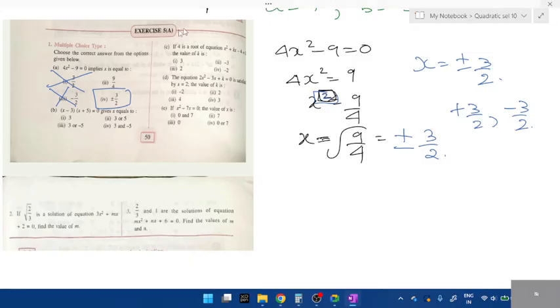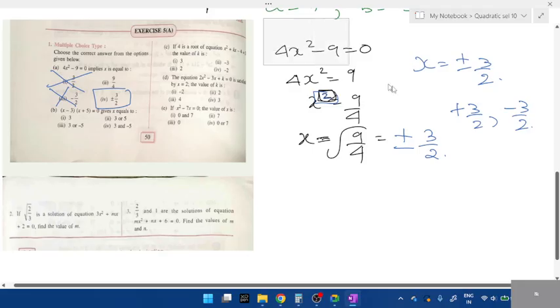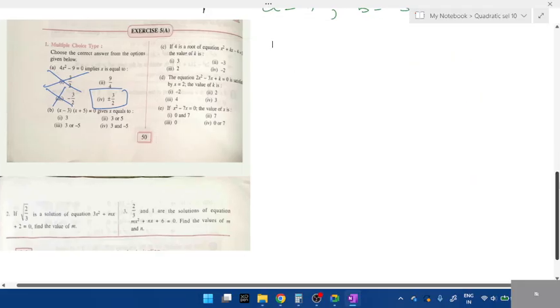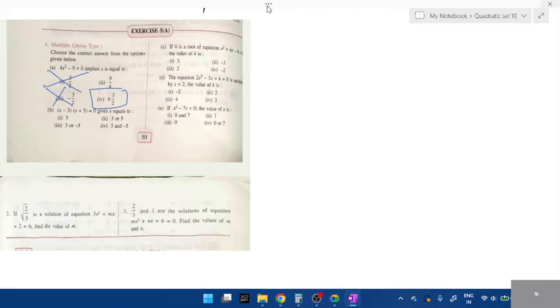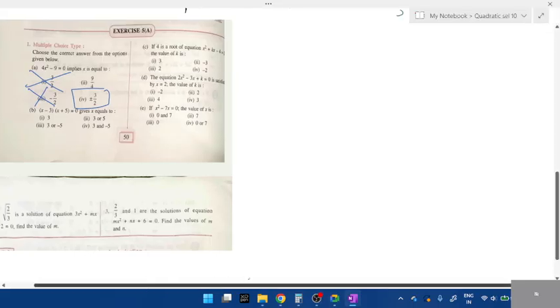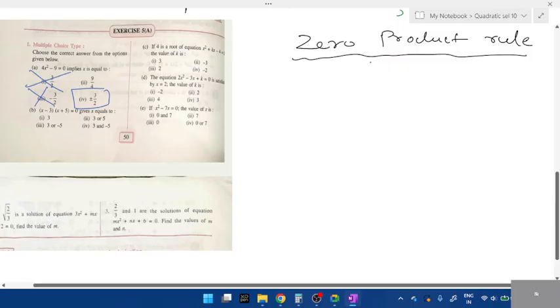Okay, next one. See, next one more concept is zero product rule. So this is one of the important concepts, students. So concentrate. What do you mean by zero product rule? If I write 5b is equal to 0, what is b value?